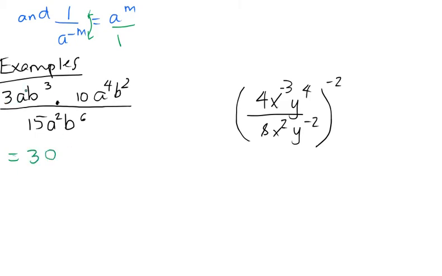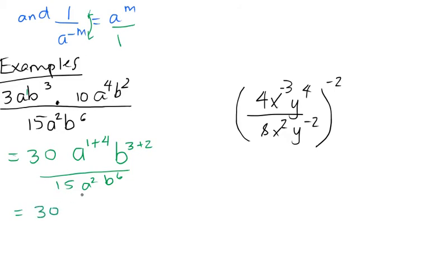A to the power of 1 times a to the power of 4. So we're going to apply the first law: a to the power of 1 plus 4. And b cubed times b squared. Again, the law of multiplication applies here. It's b to the power 3 plus 2. And that will be divided by 15 a squared b to the power 6. So again, we did not do anything to the denominator yet.